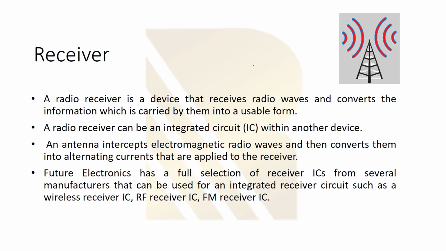What about the receiver? A radio receiver is a device that receives radio waves and converts the information which is carried by them into usable form. So when we say a usable form, it means that we receive a high frequency signal, but our data is kind of buried inside this high frequency signal. So we have to separate it. We have to do demodulation and restore our data.